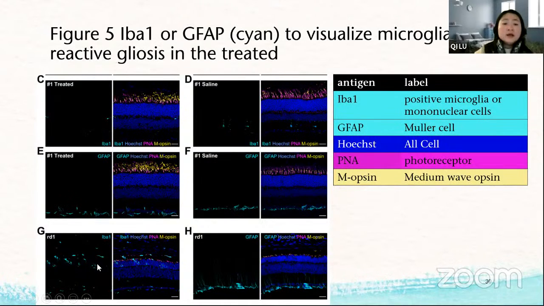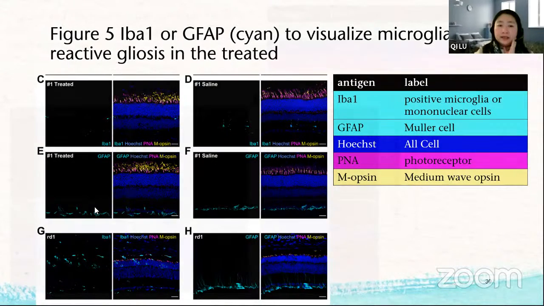For example, let's take a look at the RD1 control. These microglia and mononuclear cells, the blue ones, there's a lot of them and they penetrate into the photoreceptor layer at P14. And there's very active Mueller cells, glial cells, in the retina of the RD1 mice. But in the treated mice at 1 year old, the retinas look pretty normal, like this.